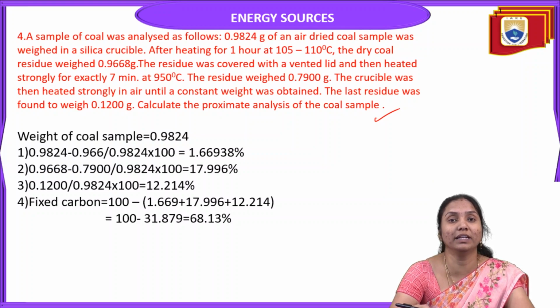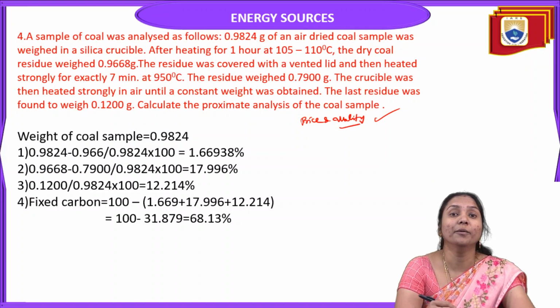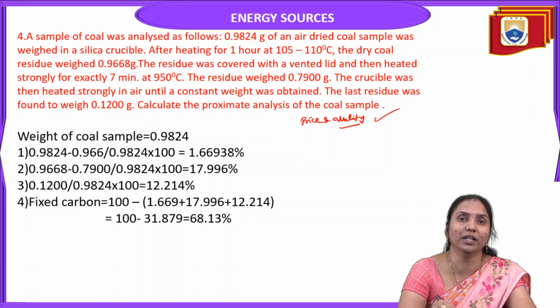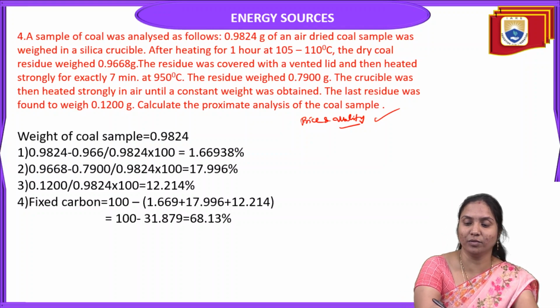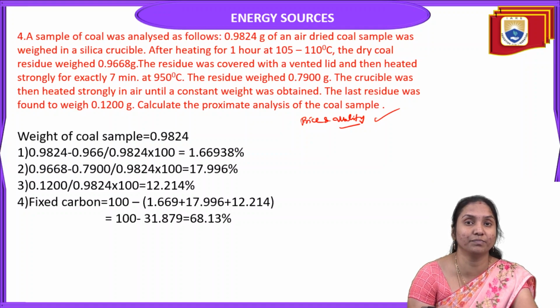So what is the use of proximate analysis? To fix the price and quality of the coal sample. For that purpose, what do we analyze in the coal sample? Moisture content, volatile matter, ash content and fixed carbon. In previous classes we already discussed what proximate analysis is, how we determine the percentage of moisture content, volatile matter, ash content and fixed carbon, and what its significance is.